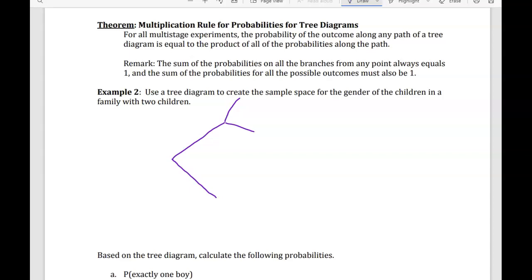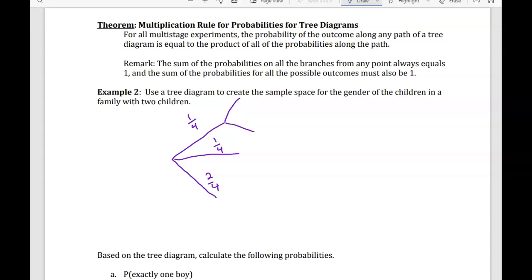Now, whatever the branches are for a single event from a starting point, they have to equal 1. They don't have to be equally likely. Like I can have a 2/3 and a 1/3. Or let's say that I break off into 3 branches. I can have a 1/4, a 1/4, and a 2/4. All of these 3 branches that break off from this single point add up to 1.